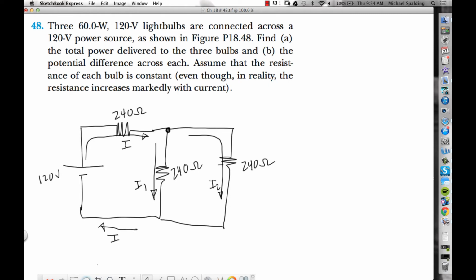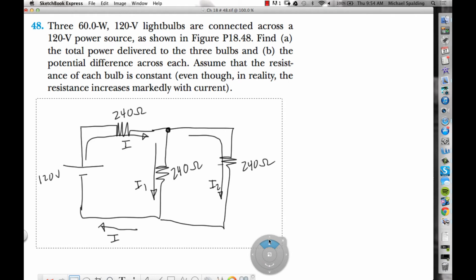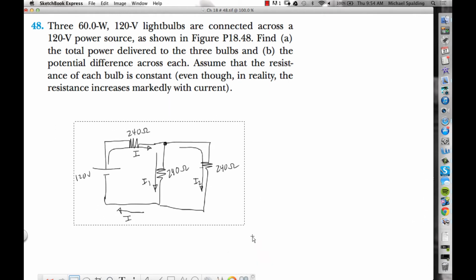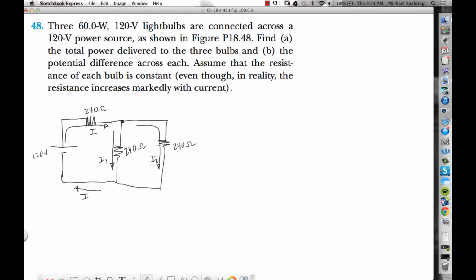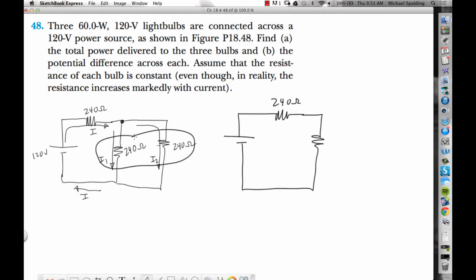Now the key to circuitry is to draw simplified pictures. Don't even try to answer the question until you've simplified things. So I'm going to shrink that down and simplify these. The 240s are in parallel, so you do the 1 over equation. There's our 240 right there, and the 2 parallels simplify to 120.